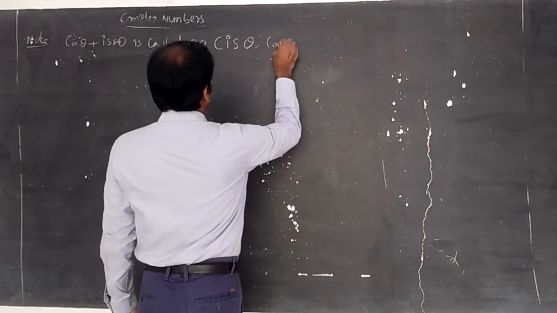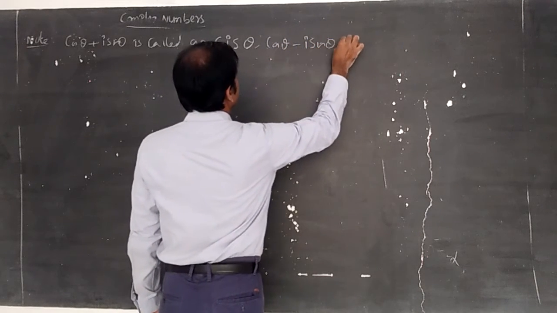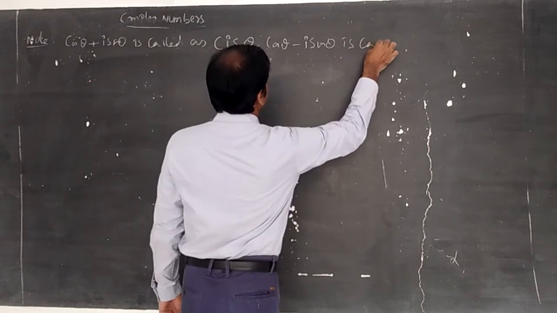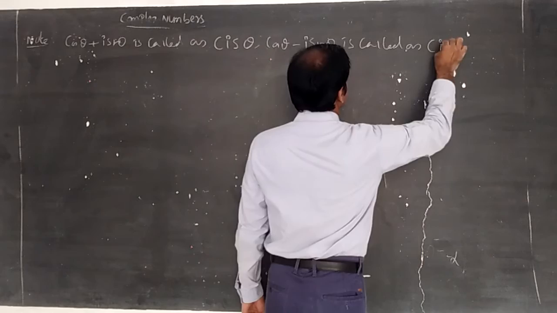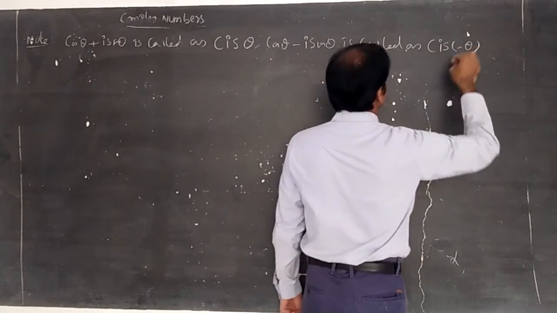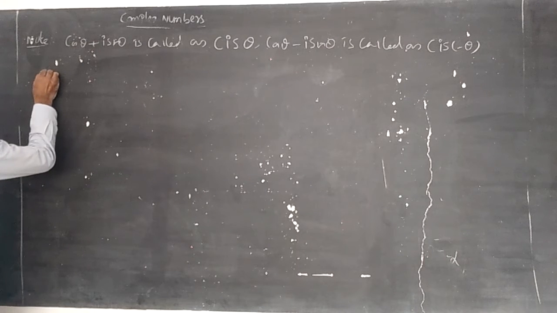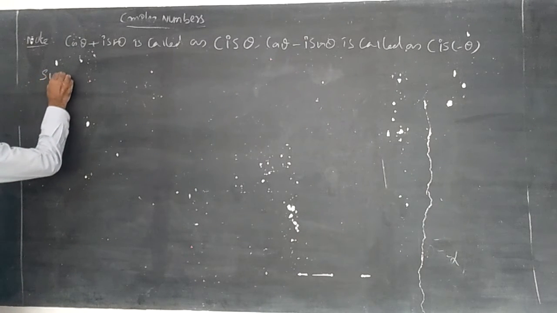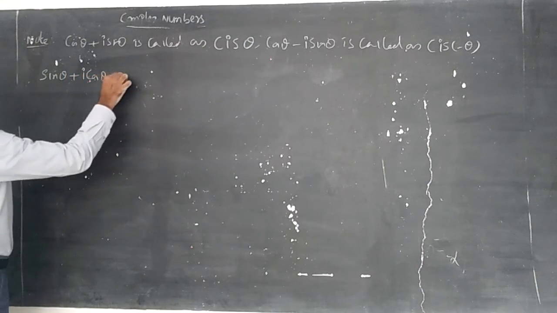That's all. Next one, cos theta minus i sin theta is called cis of minus theta. Next one, sin theta plus i cos theta.